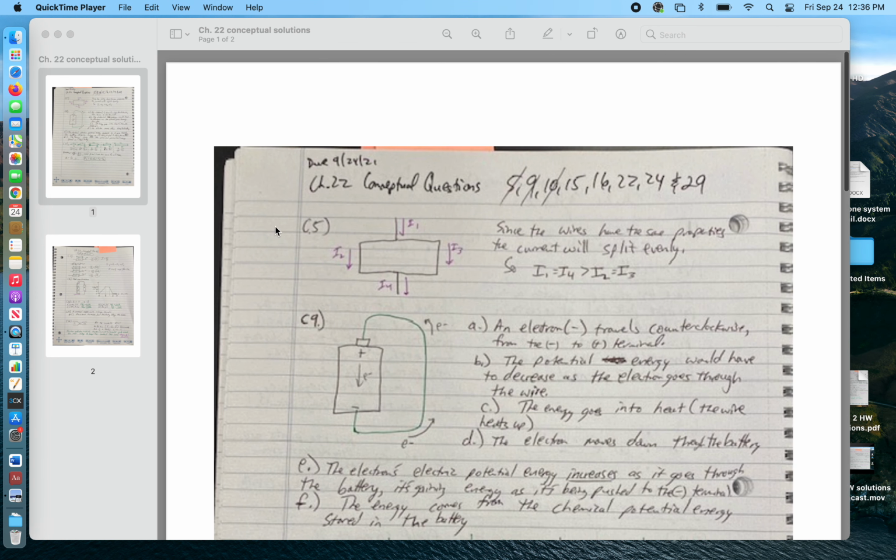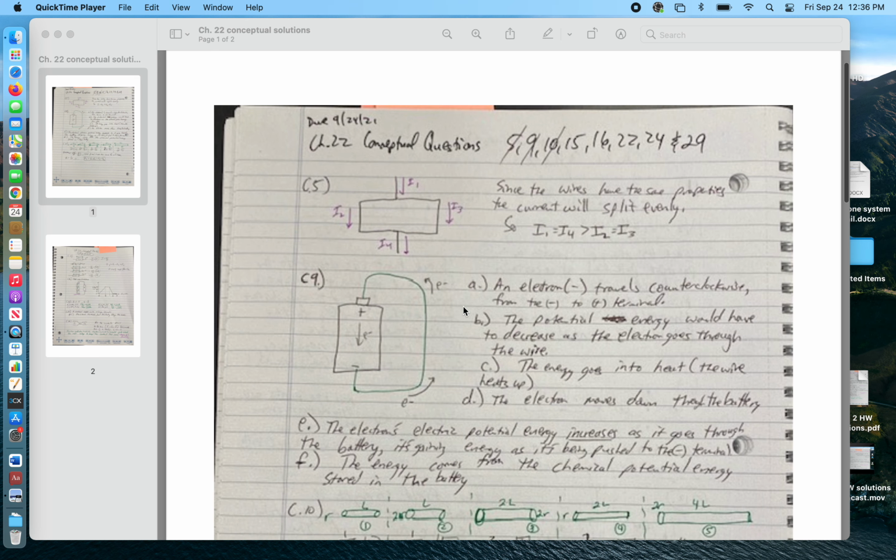At any rate, C5 says each of these wires is the same length, same diameter, same material, stuff like that. It's asking to rank currents 1, 2, 3, and 4. Well, since the symmetry of this part of the circuit, which is a parallel circuit, is the same, the resistance on the left side and the right side would be the same. So I1 and I4 would have all the current. I2 and I3 would only have half the current. So I1 equals I4 is greater than I2 equals I3.